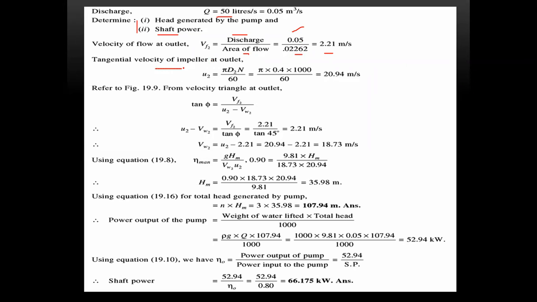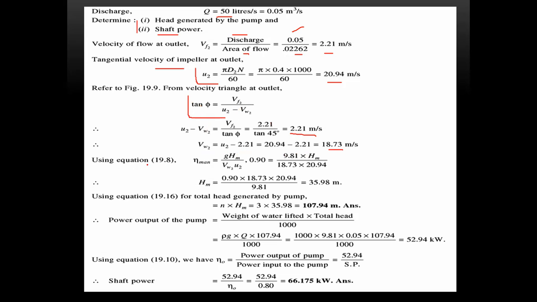Now the tangential velocity at the outlet. Tangential velocity U2 is equal to pi D2 N by 60. So you will get the value. Now from the velocity triangle at the outlet, this is the formula, right? Tan phi is equal to Vf2 by (U2 minus Vw2). We have practiced problems with such formulas, so check your running notes. Therefore Vf2 is 2.21, and Vw2 is equal to U2 minus 2.21, that is 18.73.